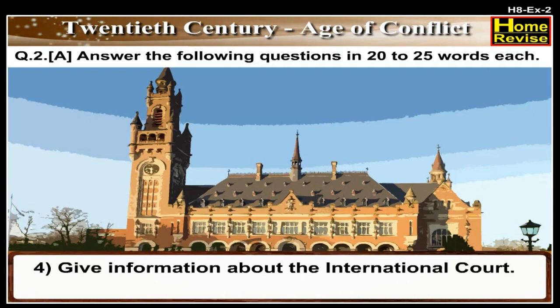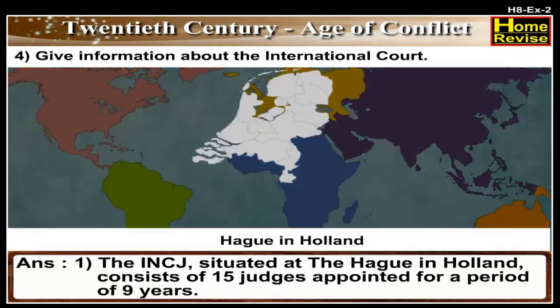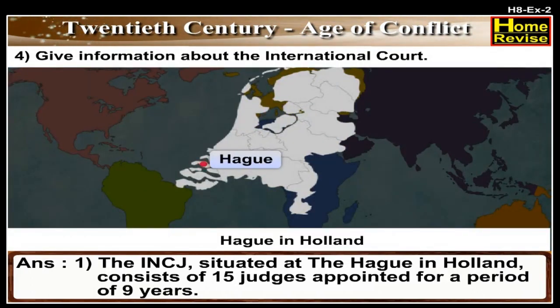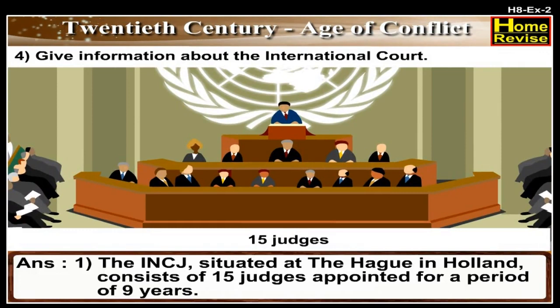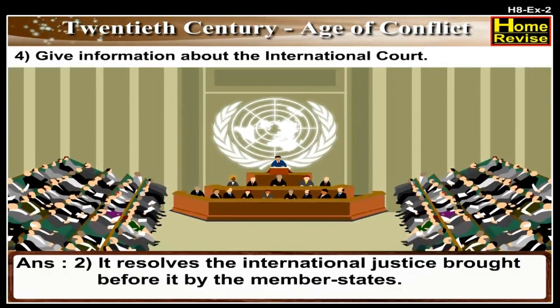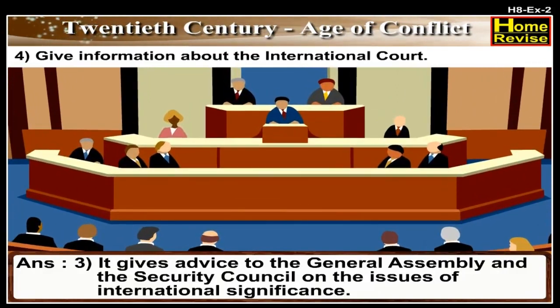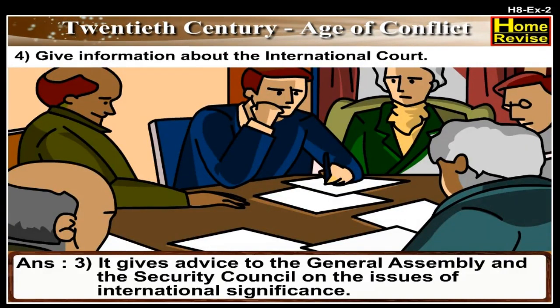4. Give information about the International Court. Answer: 1. The International Court of Justice, or ICJ, situated at The Hague in Holland, consists of 15 judges appointed for a period of 9 years. 2. It resolves the international justice issues brought before it by the member states. 3. It gives advice to the General Assembly and the Security Council on the issues of international significance.